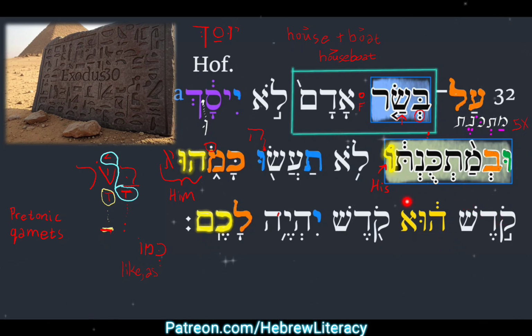Kodesh. Kodesh. A holy thing, or holy is who? Is he. Holy is he. Holy is it. Kodesh. Yihyeh. Kodesh. Yihyeh. Holy. Yihyeh. He shall be. Literally, but we would say it, he shall hayah. He shall be.